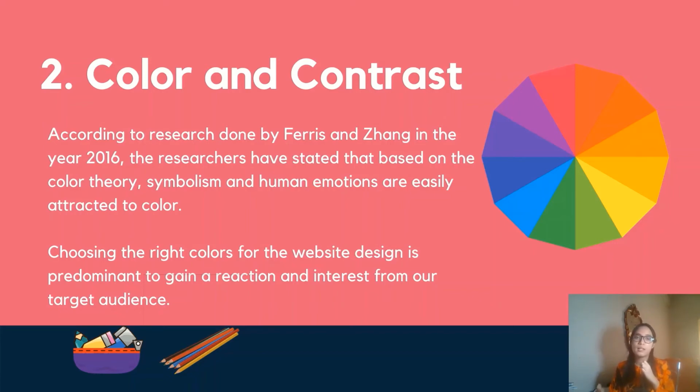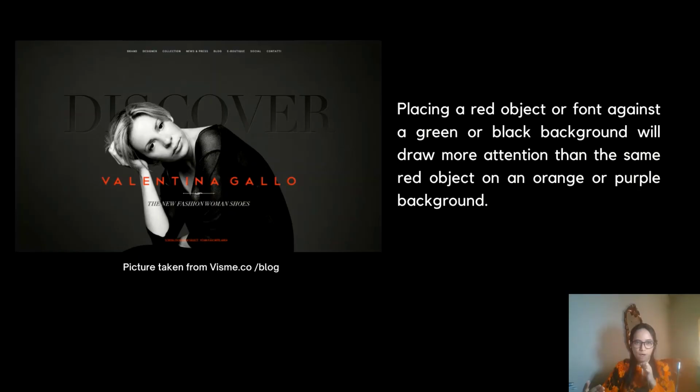website. Color helps us to process and store images more efficiently than colorless, that is, black and white images, and this can help to increase brand recognition and help to prompt visitors to take action on our website. For example, in the poster here, dramatically contrasting colors can also emphasize specific elements on a more gentle scale. Placing a red object or word against a green or black background will draw more attention than the same red object or word on an orange or purple background.